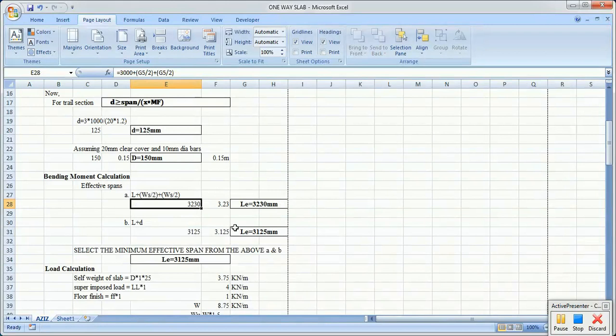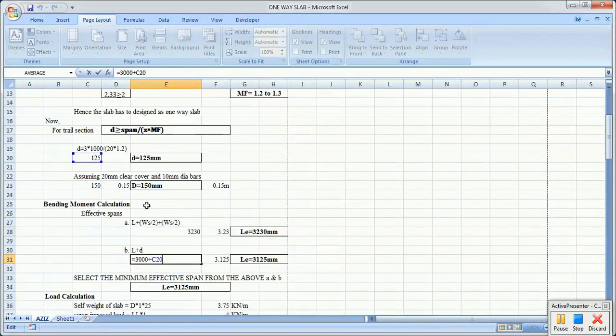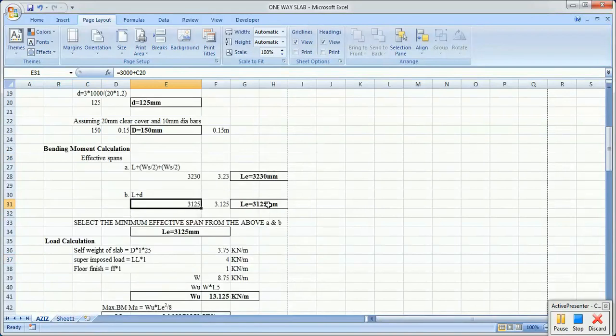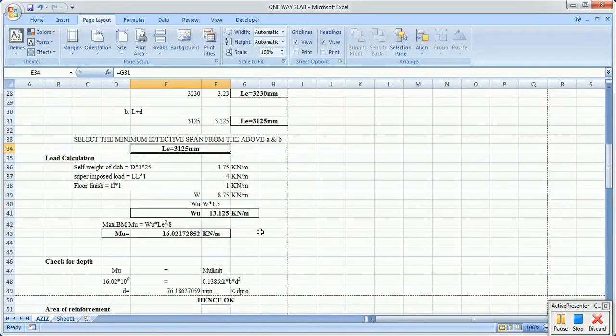Okay, then next for this L plus D, we have got D is equal to 25 mm, so therefore it is L plus D. So you have to choose least between these two. Okay, so the length of the span is 3125. Okay, 3125 mm. Then load calculation.